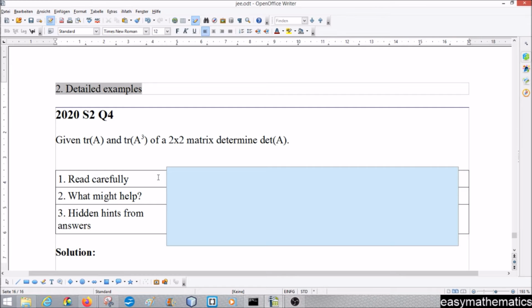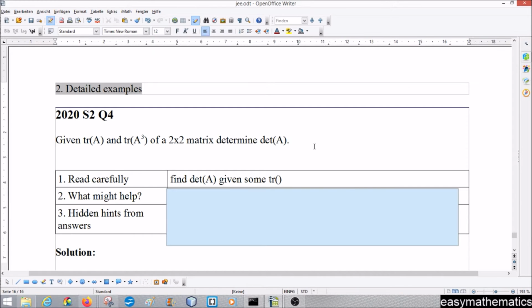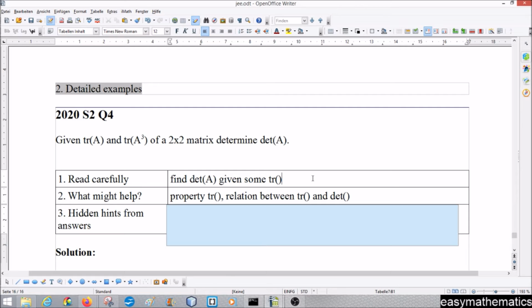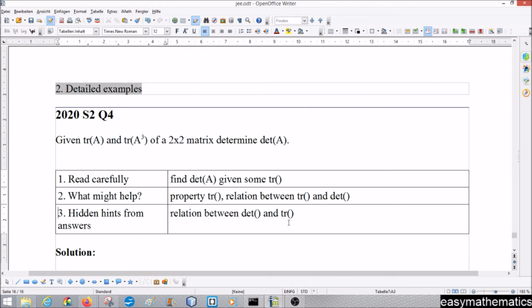It's a beautiful task in my opinion, and before we start, you read carefully, and we know that we have to find a determinant given some special values of traces. And before we start, we should think about what can help us, and of course we should know about some basic properties of the trace. What is a trace? What is the behavior of a trace? And given some traces, and we want to determine the determinant, we should think about the relation between trace and the determinant. Hidden hints from the answers. Do we have hidden hints from the answers? The task could also be find the relation between the determinant and the trace. It's like the same question. So we should think carefully about these points.